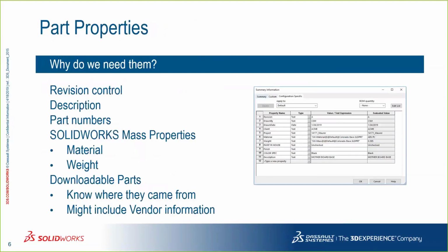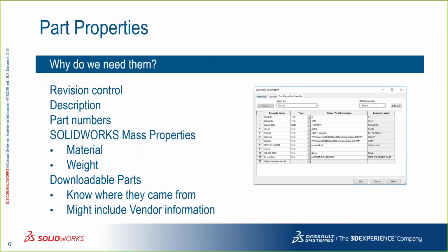So why do we need part properties? Well, a lot of people use part properties for revision control. They'll put in descriptions, part numbers, right? We can even generate SOLIDWORKS mass properties from it, right? How much are our assemblies weighing, how much are our parts weighing when you apply the correct material to it? And then we might get some downloadable parts. These downloadable parts may come from popular places like McMaster-Carr, where we all download some random nuts, bolts, screws, maybe some motors, anything can come from that place.